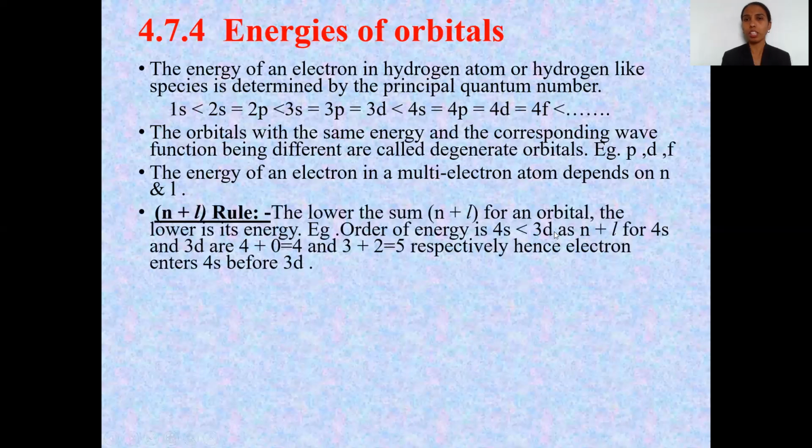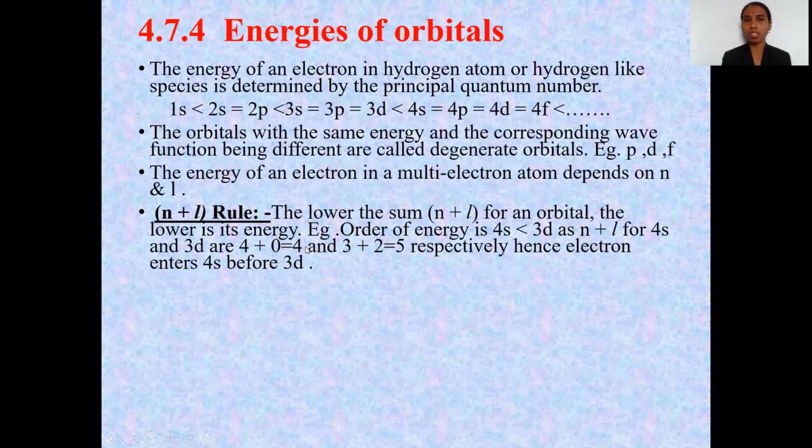Suppose you consider the 4s and 3d orbitals. If we want to write the order for the energy, the 4s orbital has less energy than the 3d orbital. Why? Because if you consider the n plus l value for the 4s orbital and 3d, for the 4s orbital the n value is 4, and as it is an s orbital, the subshell is s, so the l value will be 0. So here 4 plus 0 is 4. If we consider this n plus l rule for the 3d orbital, 3d means n value is 3 and d subshell means l value is 2. So 3 plus 2 means 5.